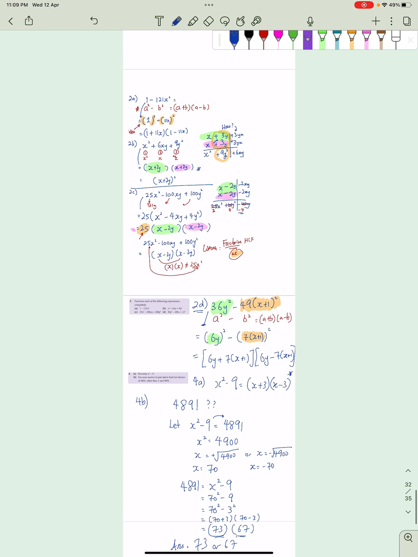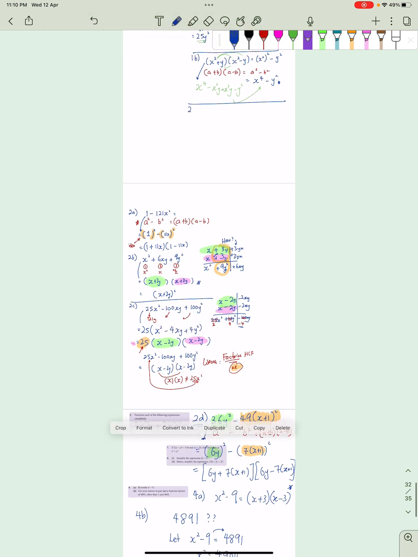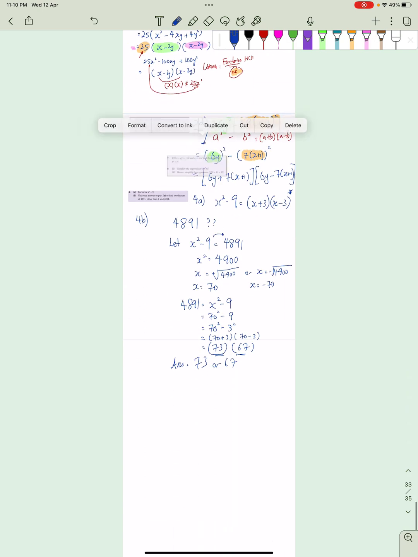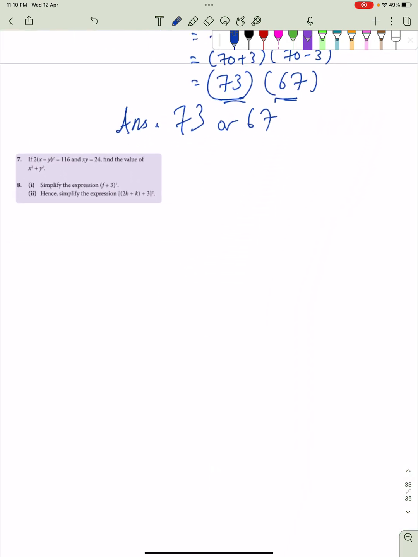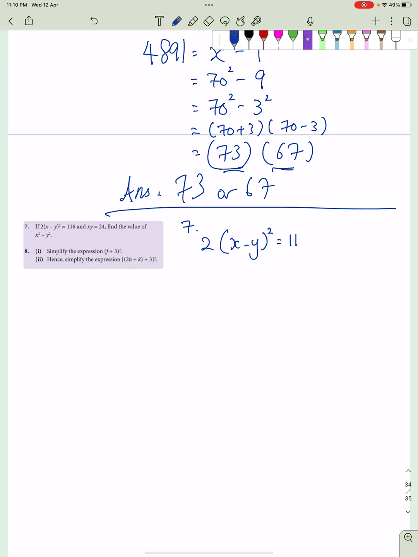Now, let's look at the last two questions, shall we? Okay, let me just stop here. Yeah. So the last two questions, question 7, talks about 2 times (x minus y) whole thing squared is 116, and xy is 24. So before you go and solve simultaneous equations, you shouldn't.